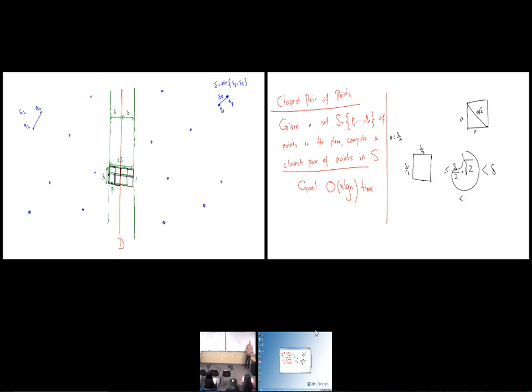Or you can only have one in each square, right? Why at most 1? Why can there not be 2 or more points that live inside the same square? We have already calculated all the distances. Yeah, the minimum distance is already delta.